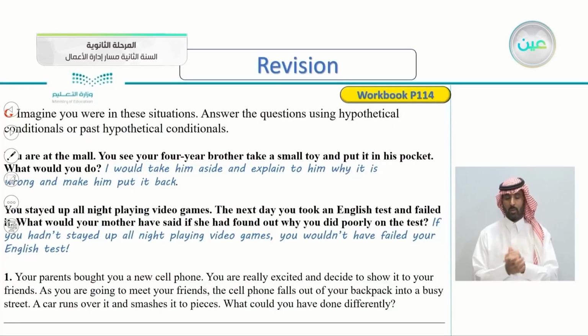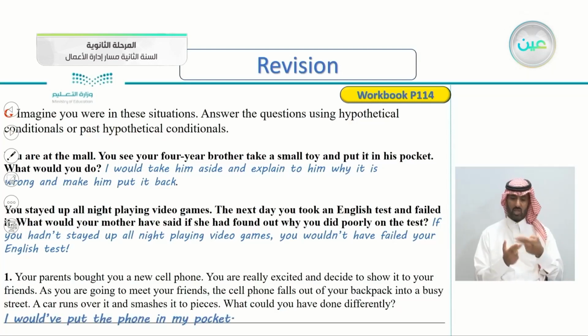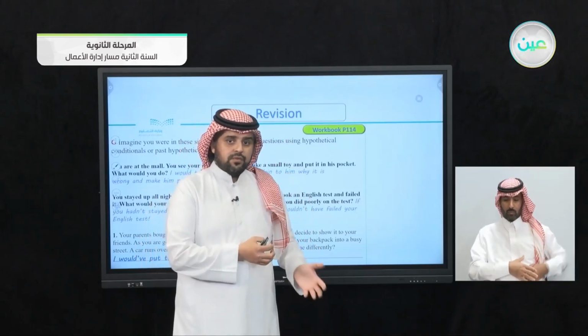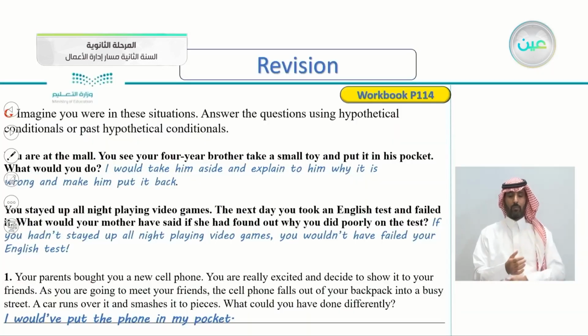Of course, there's no right or wrong answer as long as you answer it using hypothetical conditionals or past hypothetical conditionals. So I would have put the phone in my pocket, and the if clause is implied, of course. Instead of putting the phone in my backpack, I would have put the phone in my pocket. The if clause here is implied because we know what it would be.